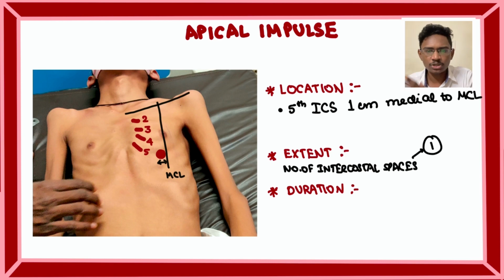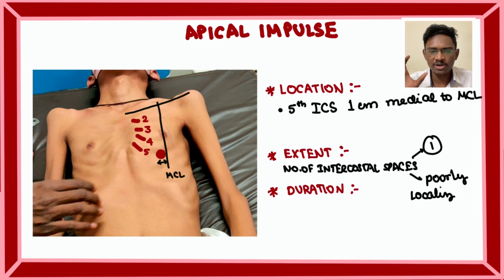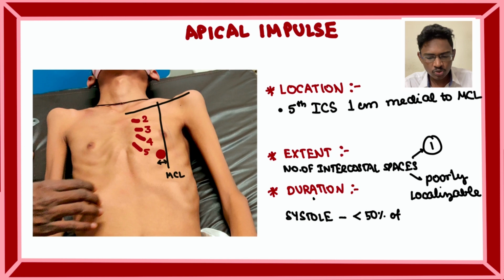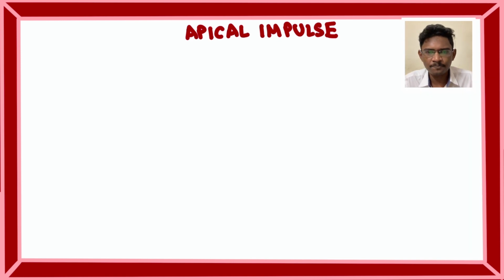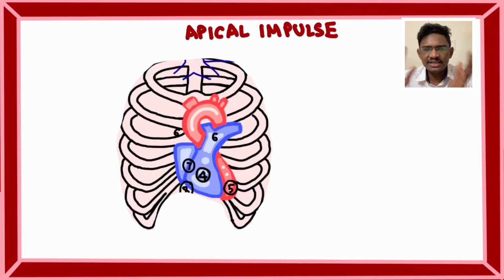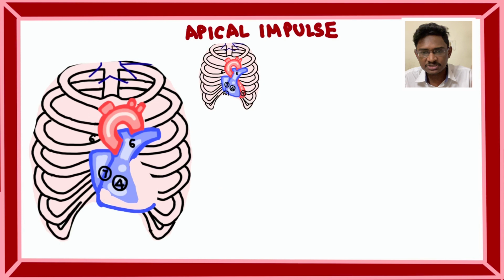Some also tell the size of the apical impulse, like normally it is 1 centimeter, and how much it is enlarged. Then the duration of the apical impulse. In this patient, it was less than 50% of the systole. The duration of systole, how to assess? Just palpate the carotids. If you feel the apex beat throughout the carotid beats, that means it is involving more than 50% of the systole. Here normally it will be less than 50%. So here it was less than 50% of systole.